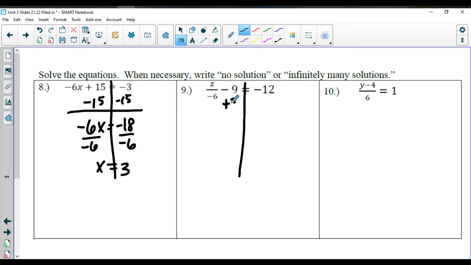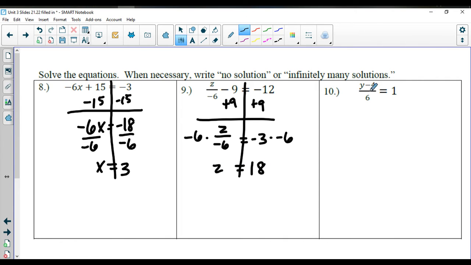In this next one, I'm going to add 9 to both sides. That'll give me z over negative 6, which will be equal to a negative 3. Multiplying by negative 6, z is going to be equal to a positive 18 then.